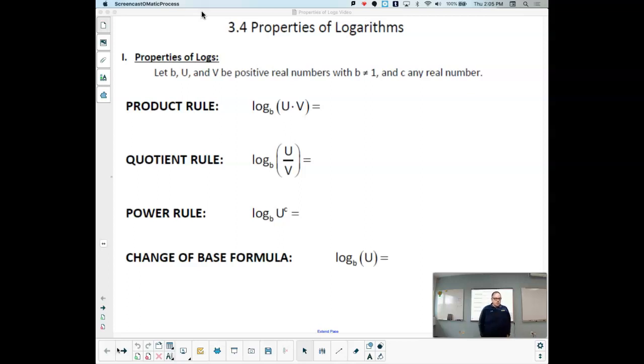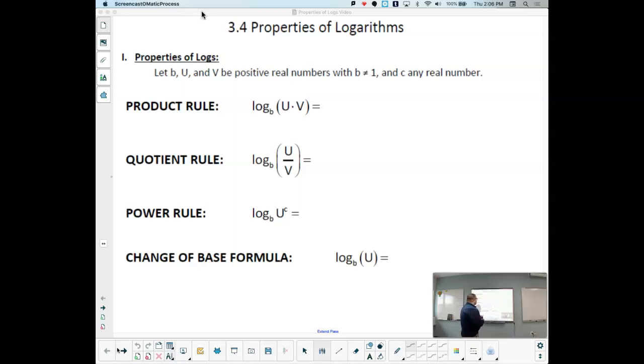Today, we're going to talk a little bit about properties of logs. There are three main properties, rules, if you will, and then one change of base formula. So I'll go over these right now.